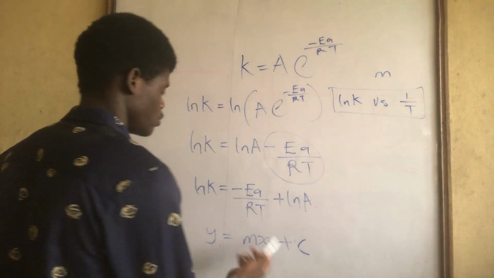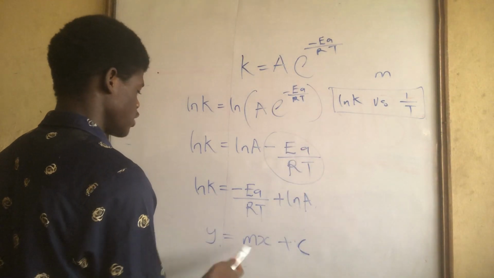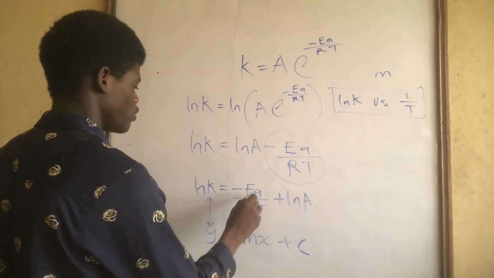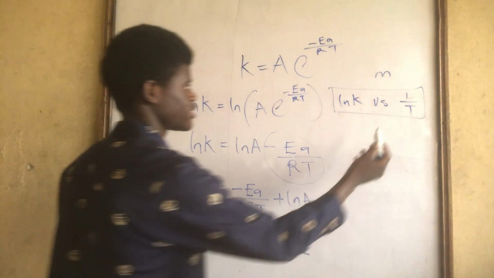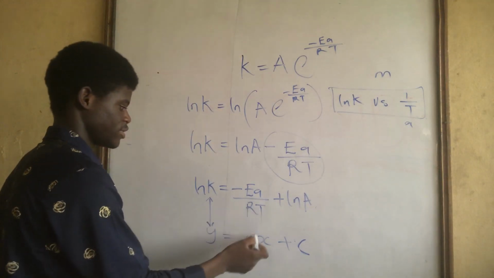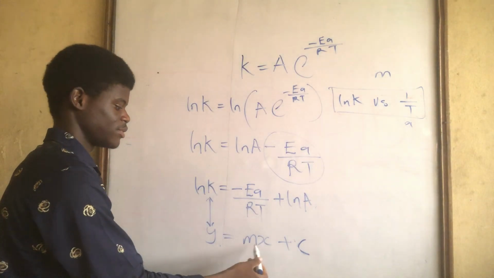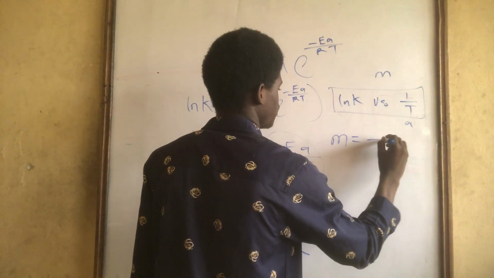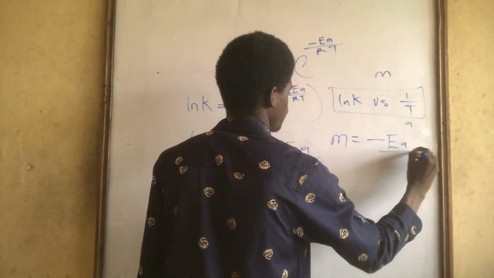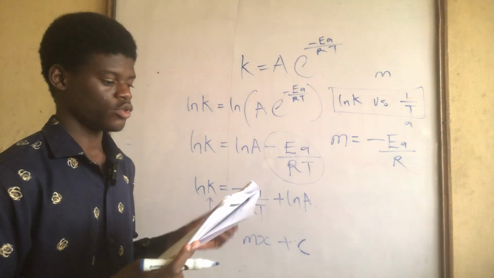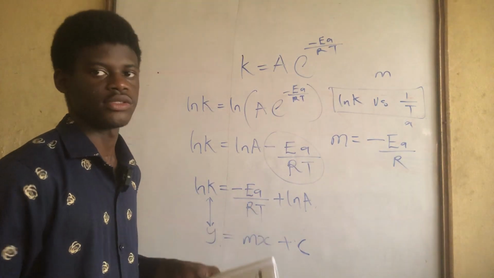So our slope is what we are looking for, m. Looking at it, this is y. M is going to be minus EA over R because our x, they already gave us x to be 1 over t. So if x is 1 over t, and this m and x are together, that means m will be minus EA over R. So the slope is actually minus EA over R, and the answer to that is option D. So question number 45 is option D.